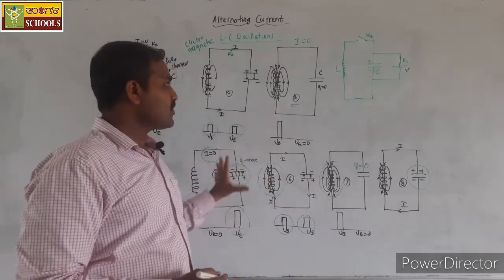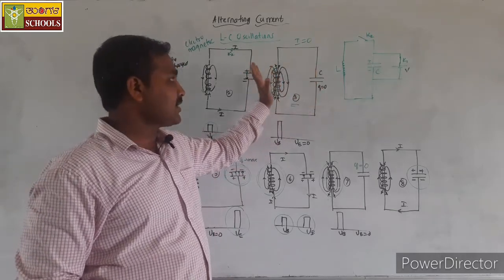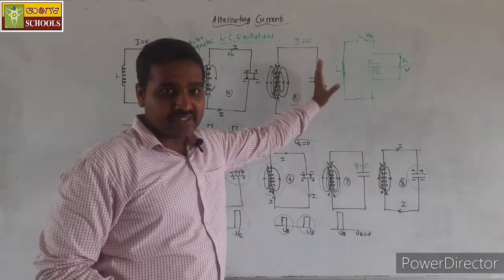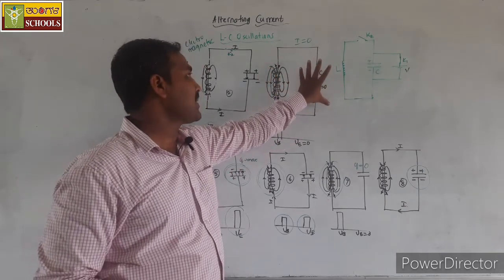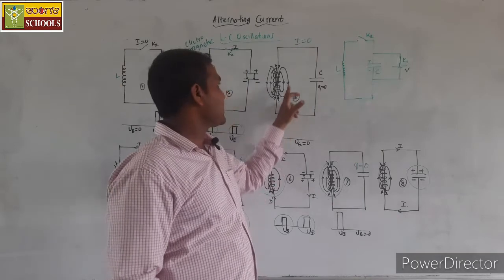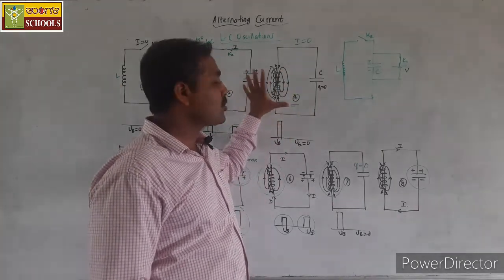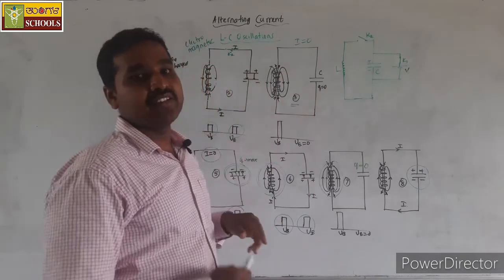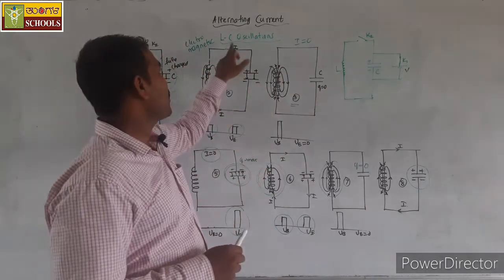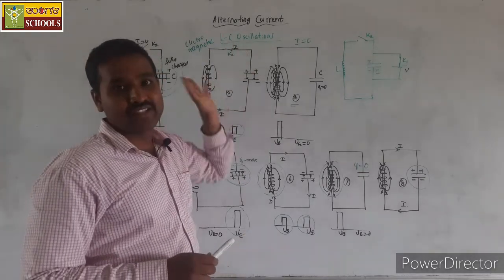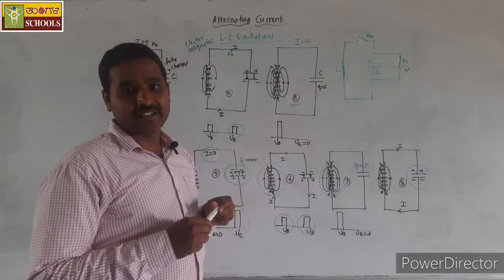Because of the conversion of electric field energy into electromagnetic energy and electromagnetic energy into electric field energy, and the charging and discharging of this capacitor and magnetization and demagnetization of this coil continuously, there will be oscillations produced in this circuit. These oscillations produced because of this repeated process, we call them LC oscillations, and this circuit we call an LC oscillator circuit.